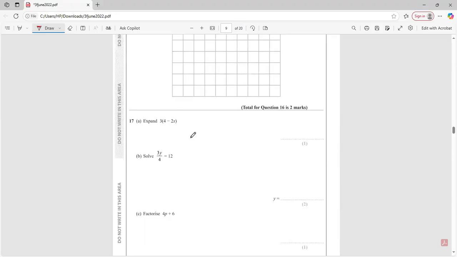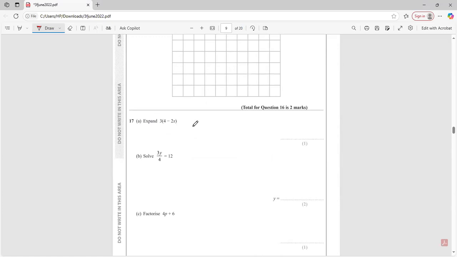How about number 17? Number 17 has 3 questions, so let's look at 3 of them. The first one is expansion. Can you handle that? Or okay, maybe we should just do 17. Yeah. Right? Yes, yes. Okay.